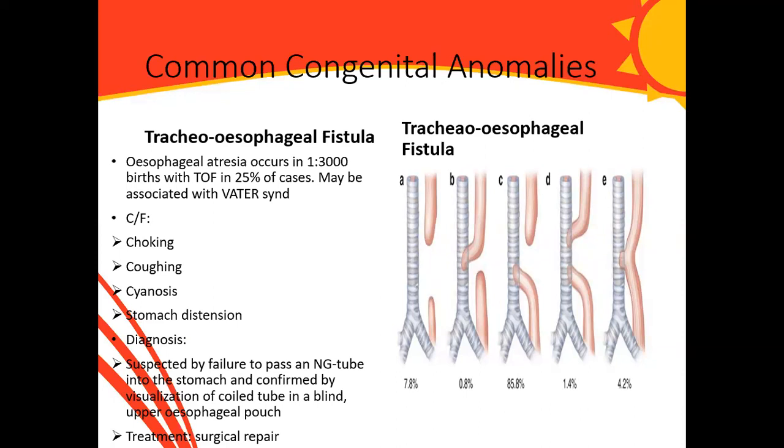And B is when there's a fistula formation between the upper esophagus and the trachea. All right. In about 7.8%, there is no fistula at all. There's discontinuation of the esophagus. In E, there's a continuation of the esophagus, but there's a fistula with the trachea. But the commonest is when there's a fistula formation between the lower esophagus and the trachea.